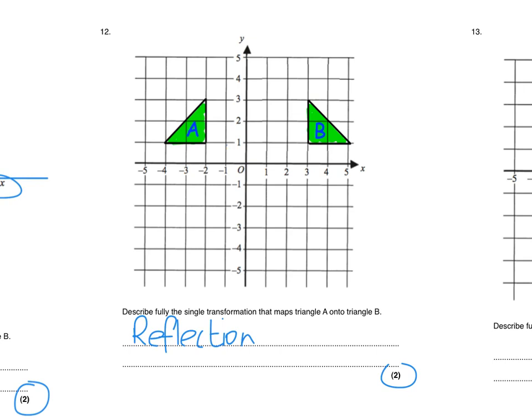So it is 1, 2, 3, 4, 5 away. It's not actually at 1, it's actually just down the middle of these two. Bit of an awkward one. So we can say that it's going through the x-axis at 0.5. So we can say it's a reflection in x equals 0.5 or a half.